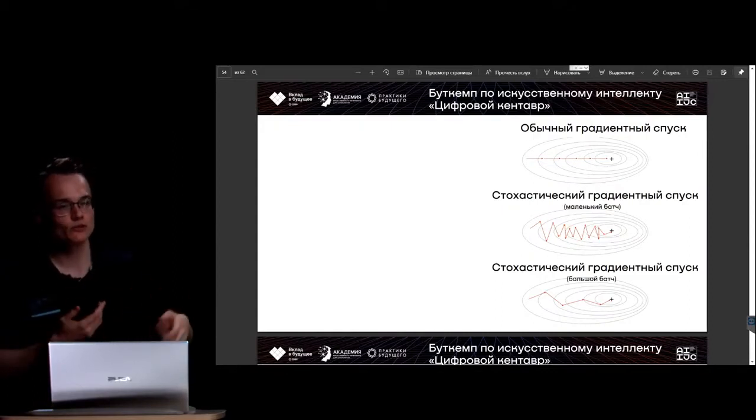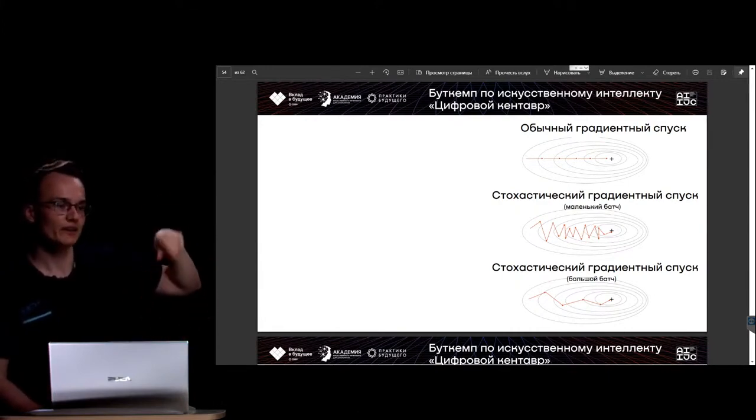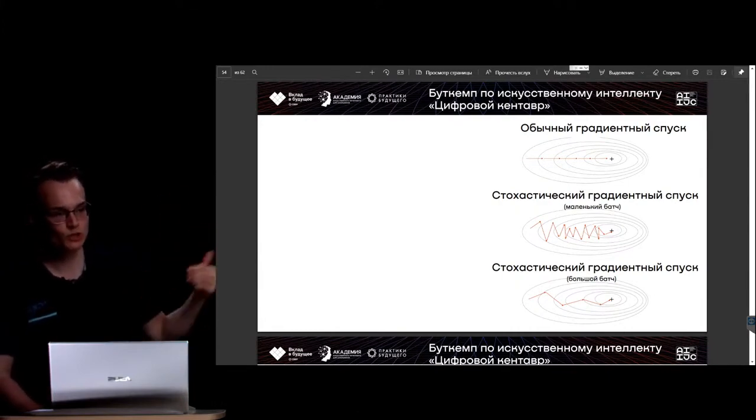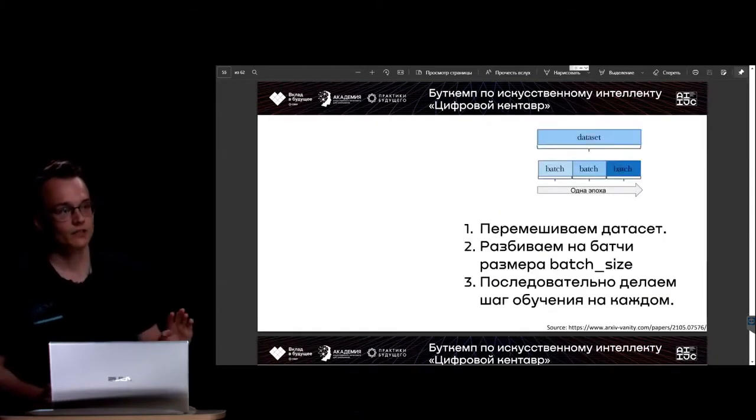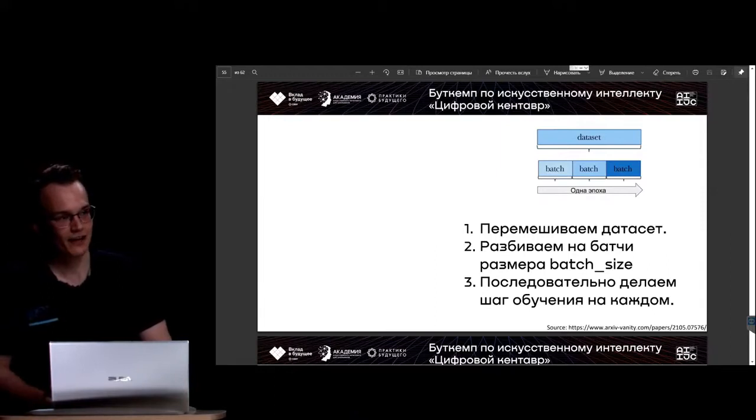It becomes more random. So we do not really go to the very bottom directly, but we sort of go in loops. But the more we work on our gradient, the less loops we have. Good. Once again, I cheated you a little bit. I do that a lot during this lecture. The point is, we do not simply choose random elements from our dataset at every step.